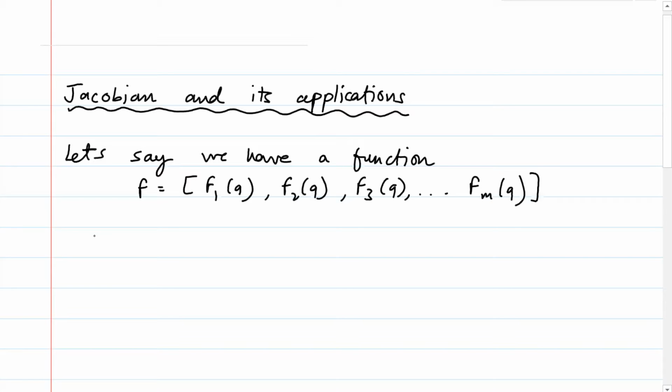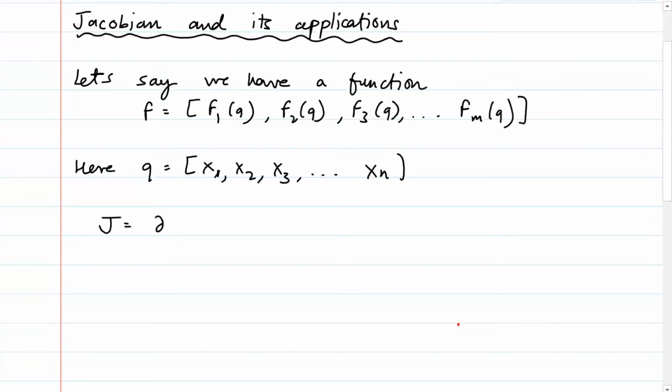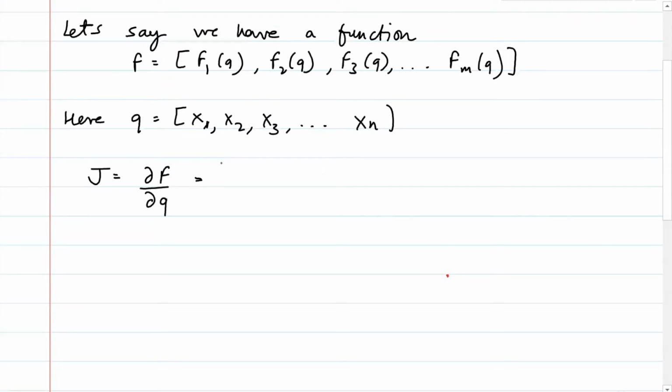Here q is the independent variable, and that's say x1, x2, x3, and so on till xn. Okay, so given this, we can define the Jacobian to be the partial derivative of f with respect to q. So what will that be? Well, it will be something like this. ∂f1/∂x1.